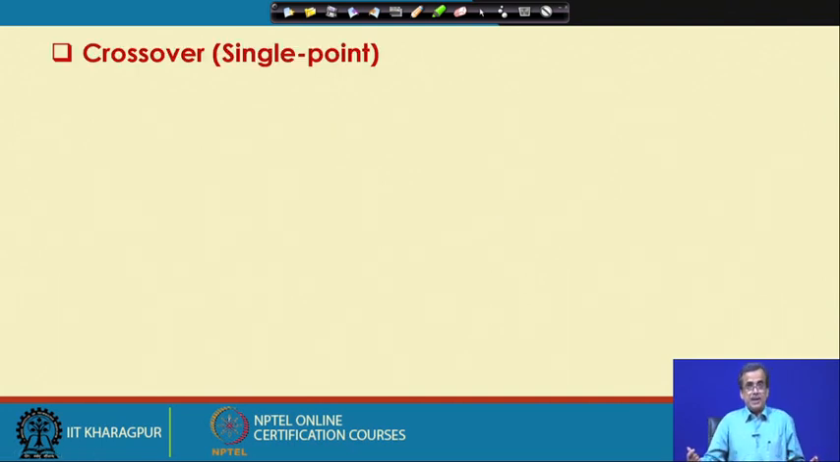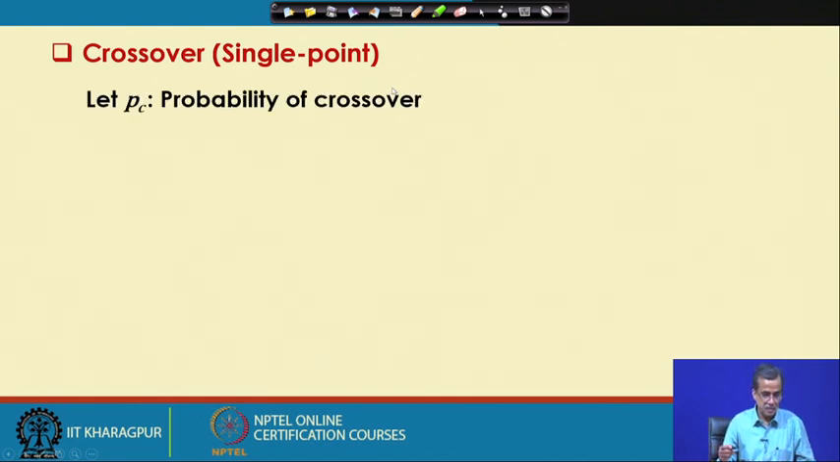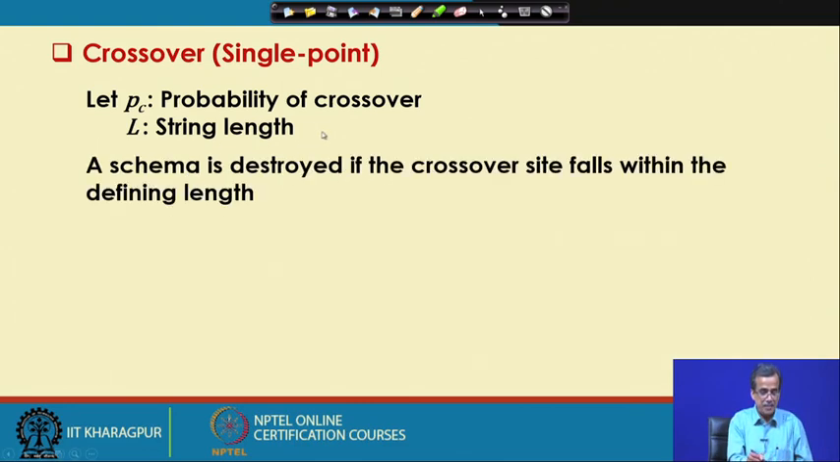Now, I am just going to concentrate on the crossover, and for simplicity let me consider the single point crossover. Supposing that P c is the probability of crossover and capital L is the string length. A schema will be destroyed if the crossover site falls within the defining length. If we remember, the defining length is the difference between the last and the first fixed bit position.